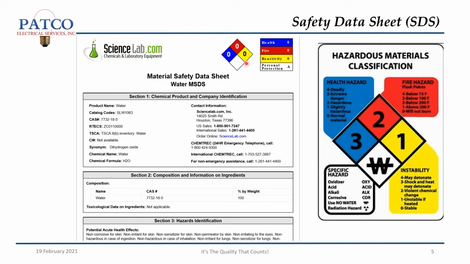You see this little triangle up here? That's a quick reference guide. Over here I've put a hazardous materials classification chart. You'll see health hazards in blue, fire hazards in red, instability hazards in yellow, and any specific hazards in white. And they go 0 to 4, 0 being anything normal, not going to burn, very stable, and then 4 being the highest hazard.